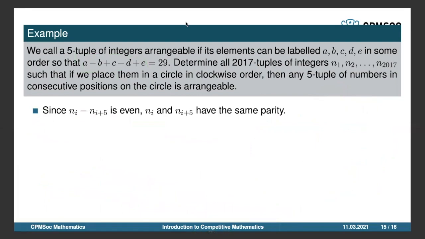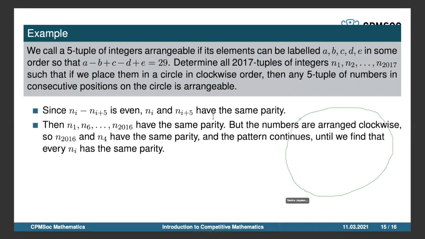So another way of expressing it is Ni and Ni plus 5 have the same parity. All right, so go back to our circle. It means that if you take a position on the circle and then we go 5 steps clockwise, this number will have the same parity.